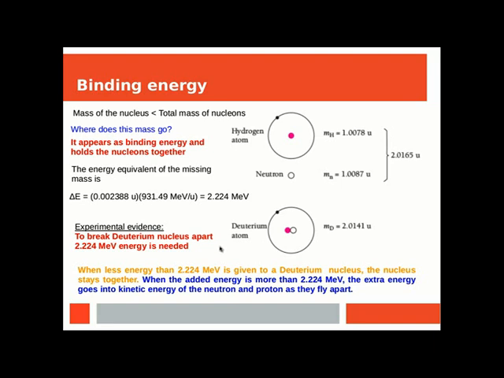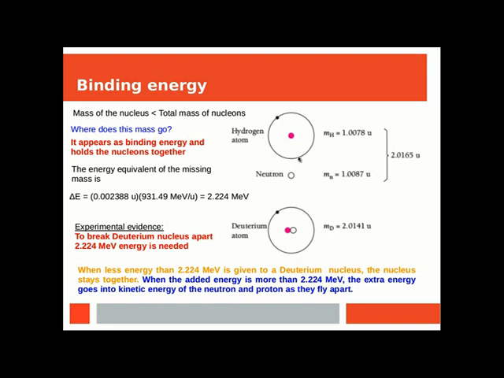For example, in this case, you see a hydrogen atom and a neutron. They have these values of masses. The total becomes this. When they come together to form a deuterium atom, the mass of a deuterium atom is this. You can see easily that these two numbers are not equal. The mass of deuterium is slightly smaller than the total mass of the neutron and the hydrogen atom.